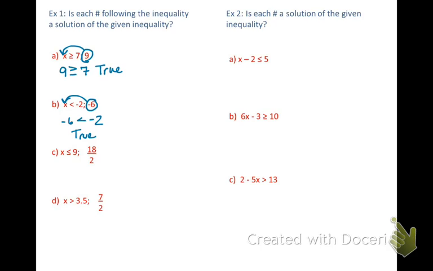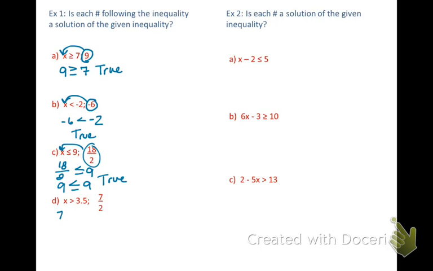And then I'm going to plug in 18 over 2 and go 18 over 2 is less than or equal to 9. Well, 18 divided by 2 is 9. 9 is less than or equal to 9. Well, 9 isn't less than 9, but 9 is equal to 9, so that's also a true statement.